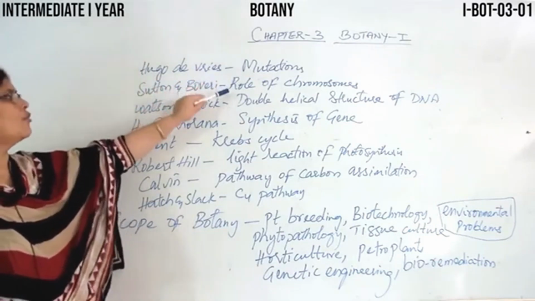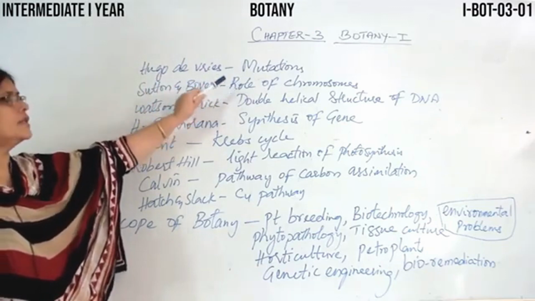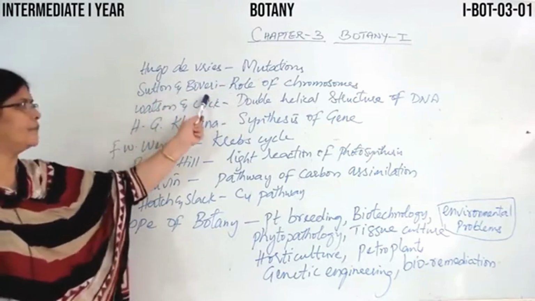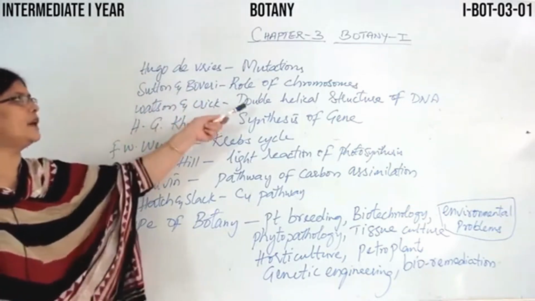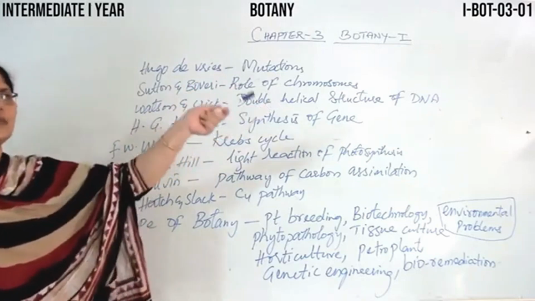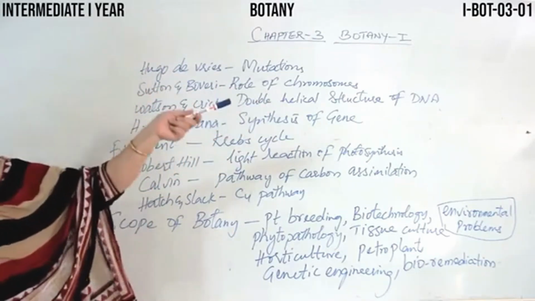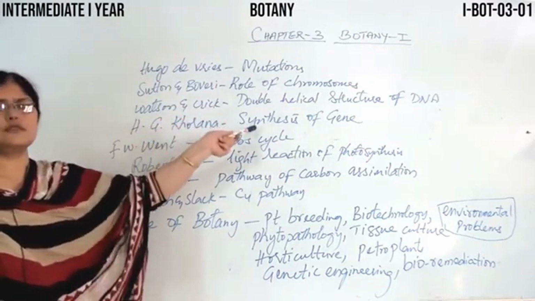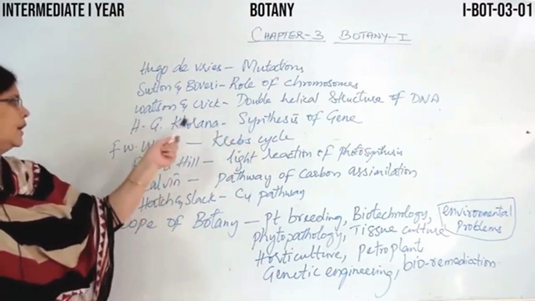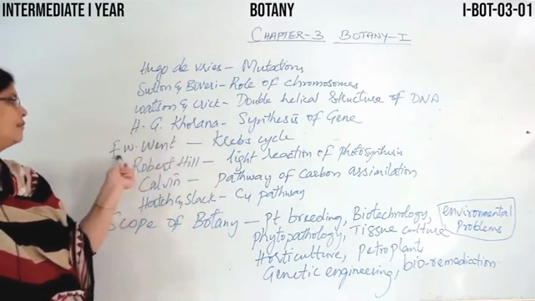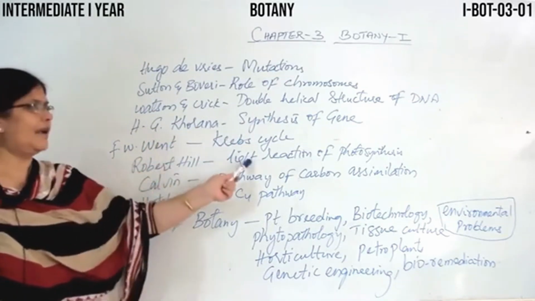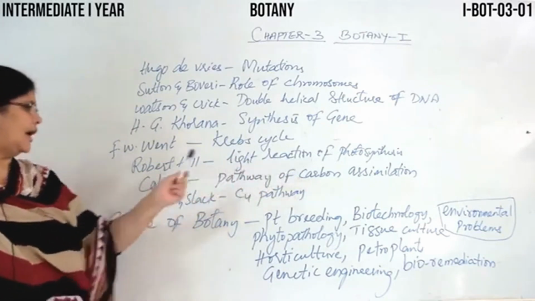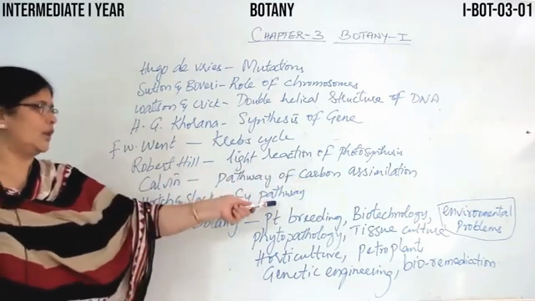Okay, and chromosomal inheritance, and how chromosomes help in heredity, was explained by Sutton and Boveri. Watson and Crick gave the double helical structure of DNA, which is the genetic material of all living organisms, and they were awarded the Nobel Prize for that. H.G. Khorana gave the synthesis of a gene, and he is an Indian-American. The Krebs cycle was completely described by F.W. Went. Robert Hill described the light reaction of photosynthesis. Calvin described the pathway of carbon assimilation, and Hatch and Slack described the C4 pathway in photosynthesis.